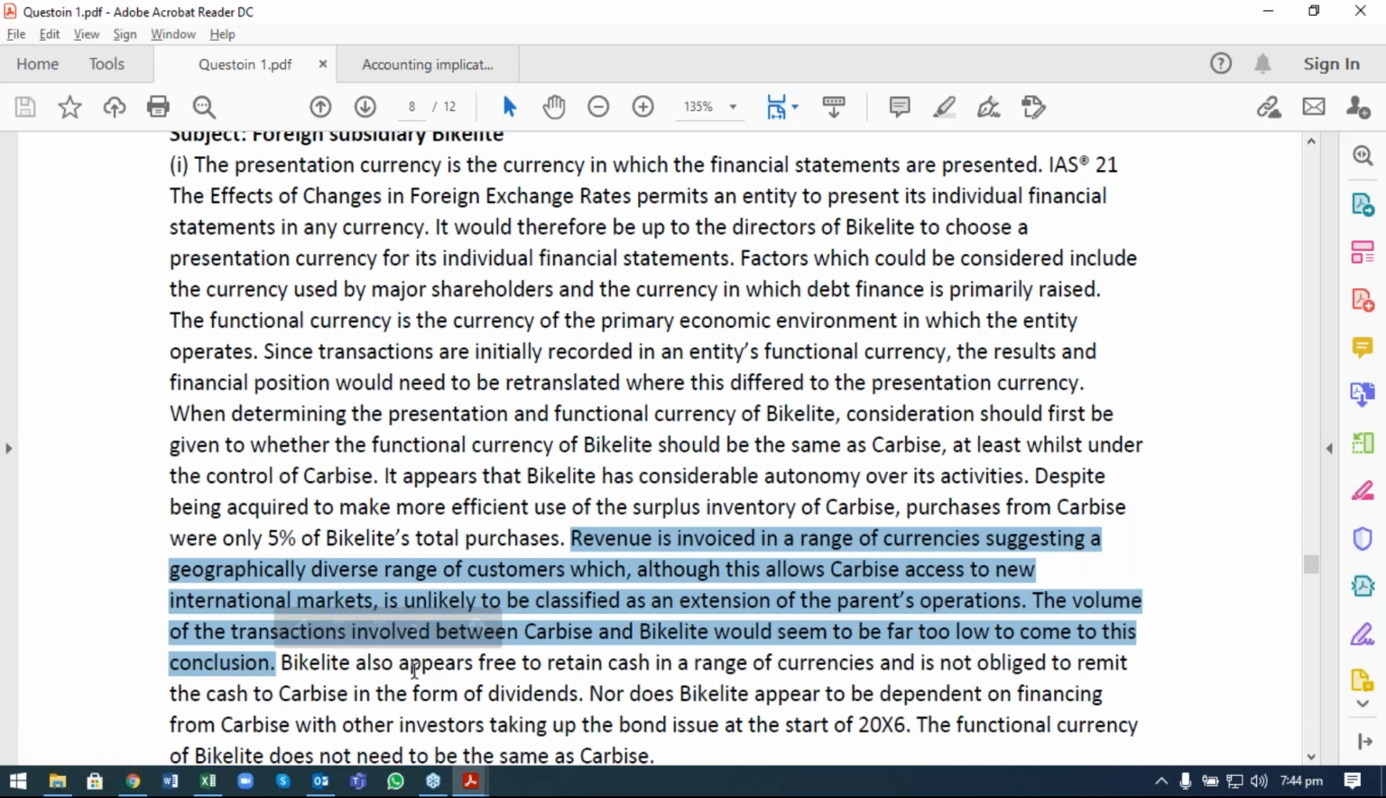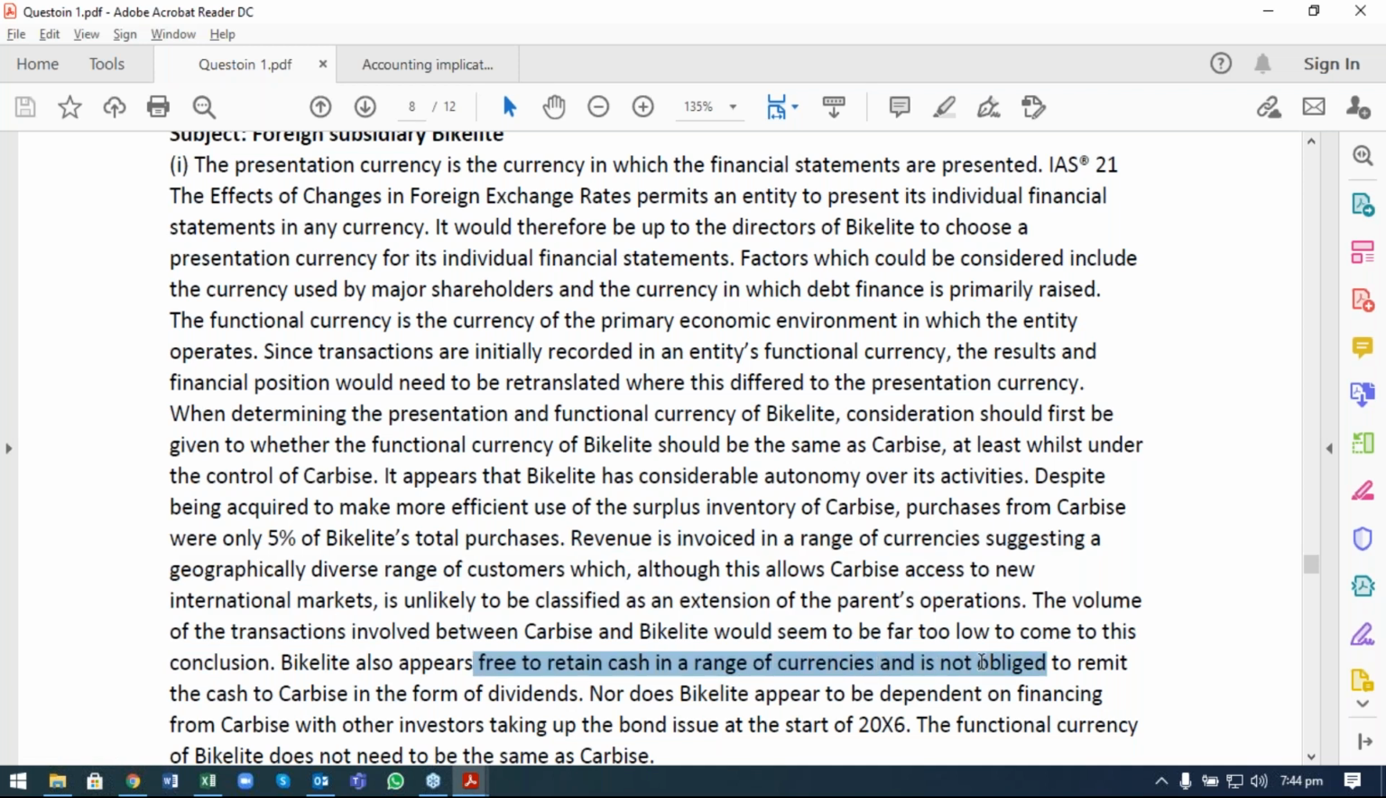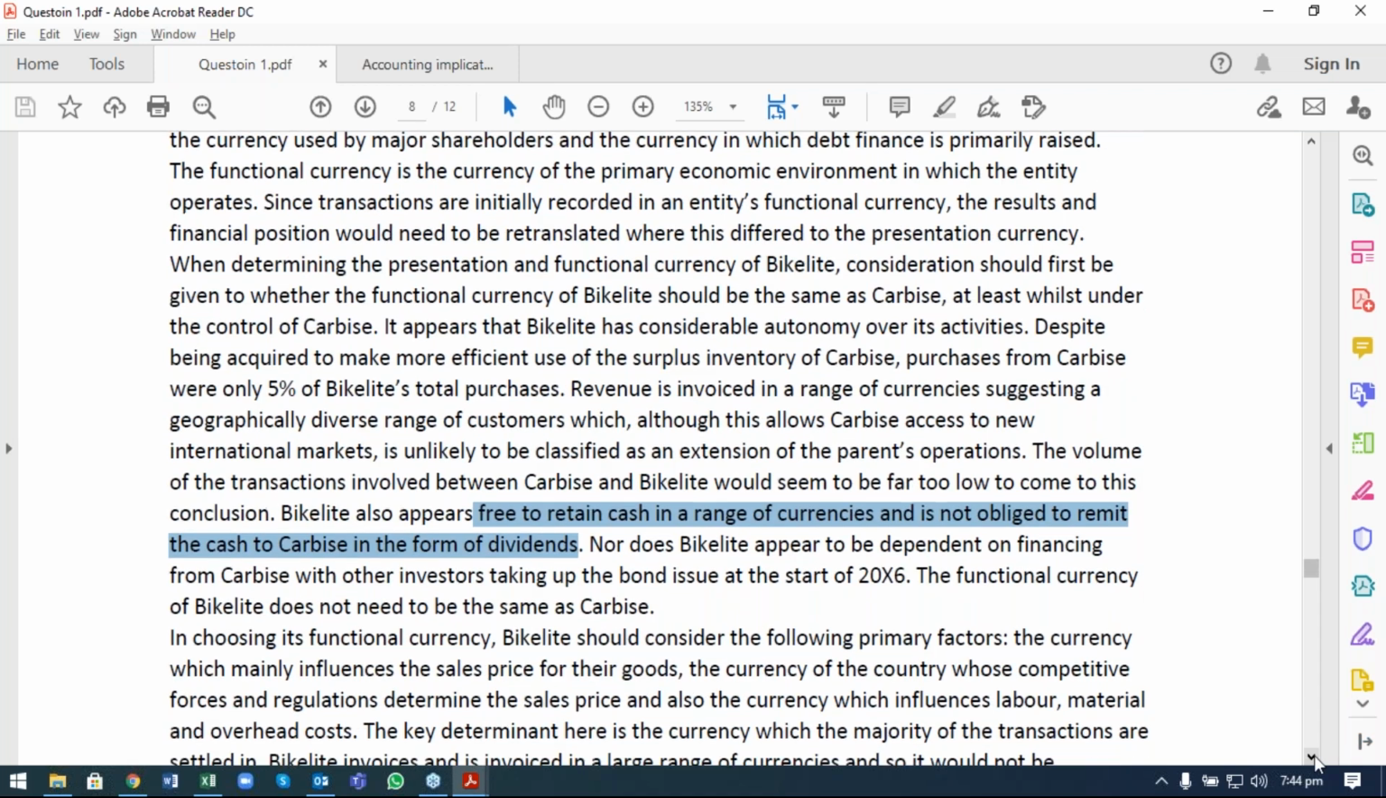Backlight also appears free to retain cash in a range of currencies and is not obliged to remit the cash to the Carby's in the form of dividends, as the backlight has not paid any dividend in the last few years. I'm not sure how many years there were, I believe 2 years. No dividend had been paid by backlight for several years, no specific years were mentioned. Nor does backlight appear to be dependent on financing from Carby's.